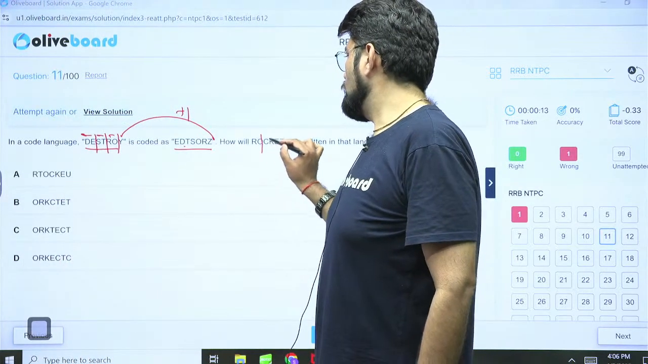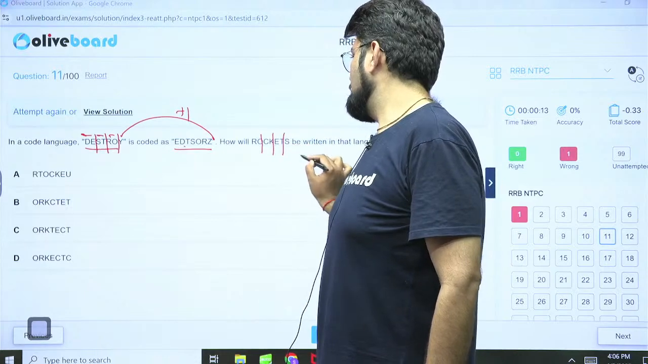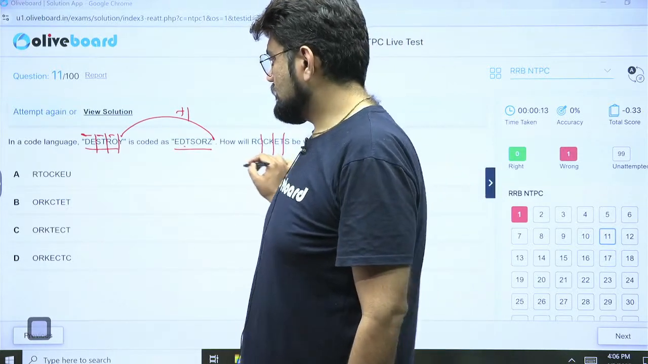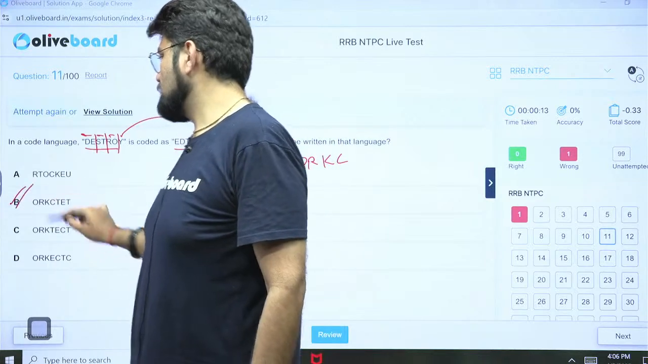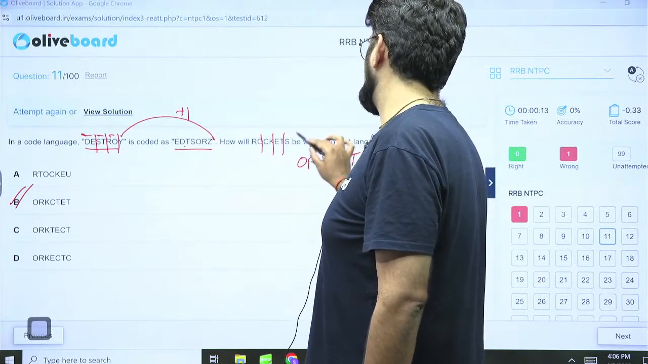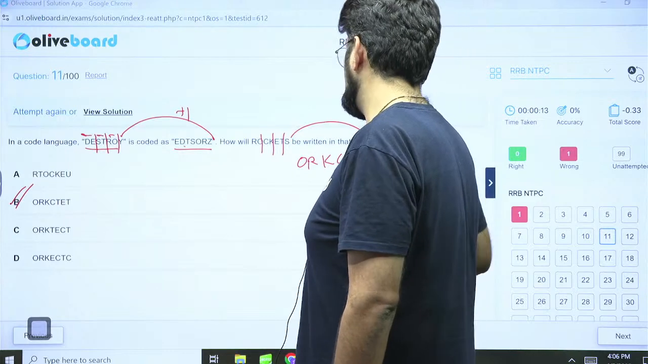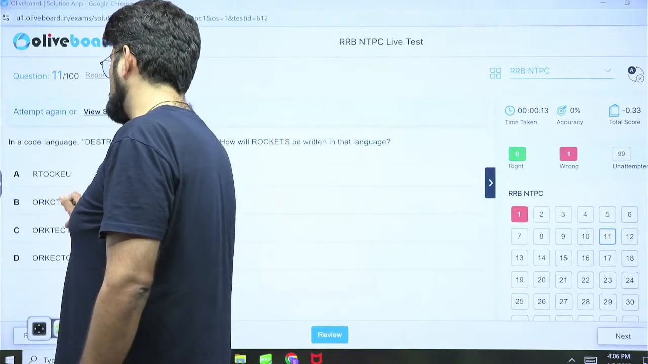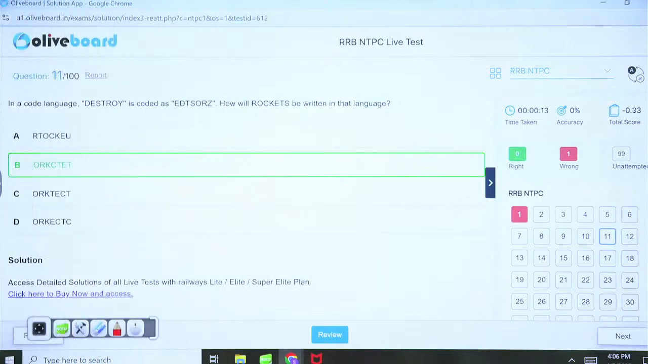So 2, 2, 2, we have OR, KC. Only one option is satisfying, option B. OR, KC, TE, and S will be increased by +1, that will give you T. I did it completely for you to understand better, but we could see only with the first few letters that option B is the right answer.